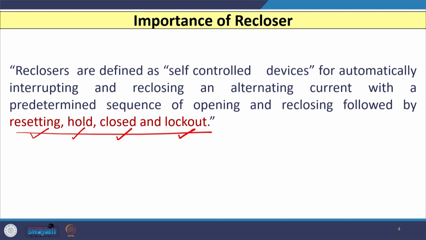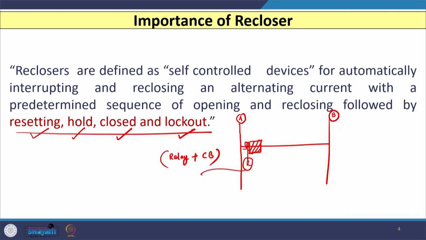the lockout. So, if I tell you how the recloser works, let us consider a bus A, and here we have one feeder connected to another bus B, and let us consider that one relay is available here with a circuit breaker. This relay plus circuit breaker are both equipped with reclosing facility.